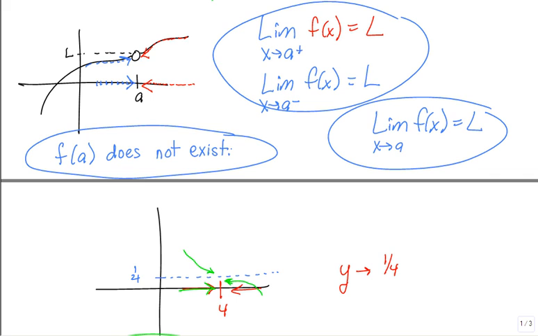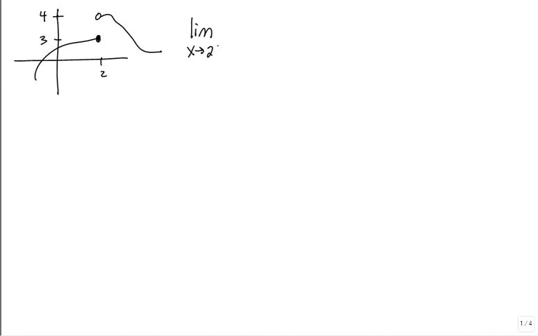So let's do some more examples. First one, I have this curve. This is 3, and this, say, is 4. So we have the limit as x approaches 2 from the right. That means we're coming in this way. So you have to follow this curve. We get 4. It's approaching the y value 4.